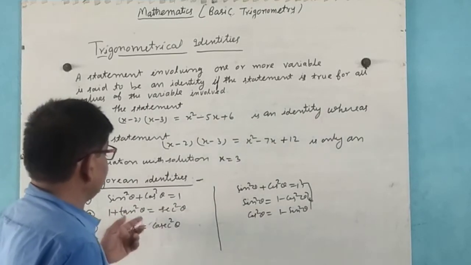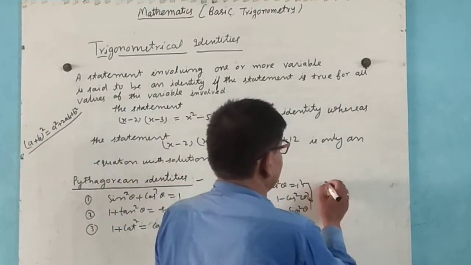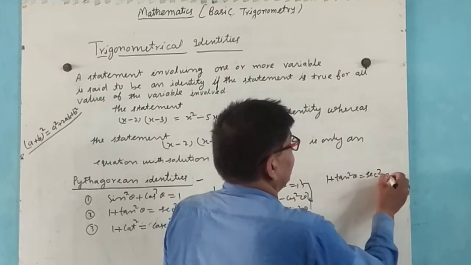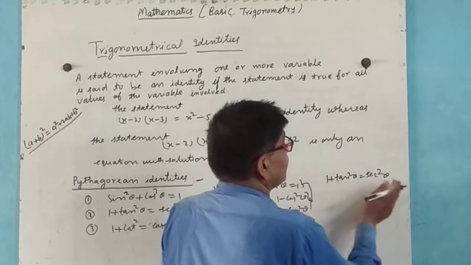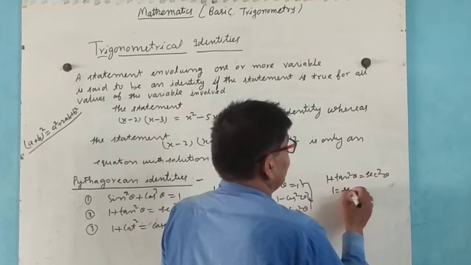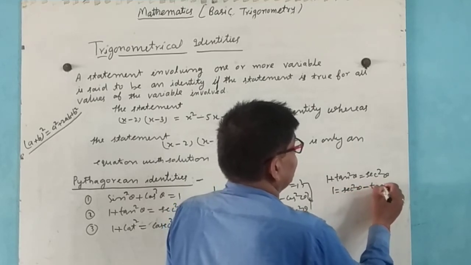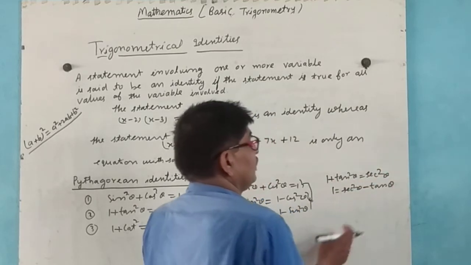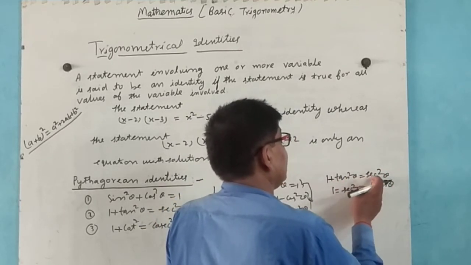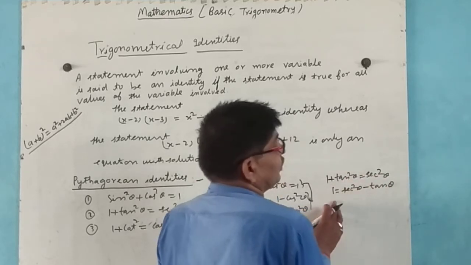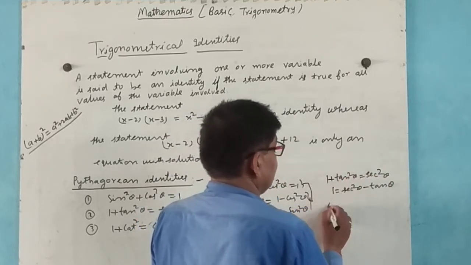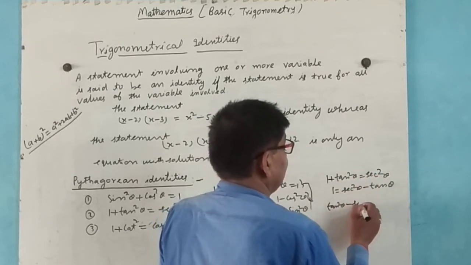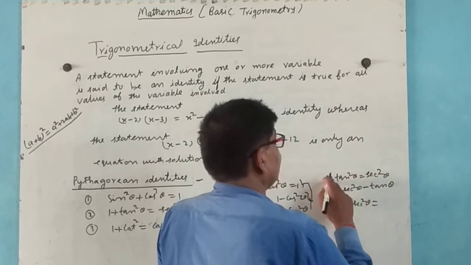Like this, 1 plus tan square theta equal to sec square theta. If this comes here, 1 equal to sec square theta minus tan square theta. If we change it here, sec square theta minus tan square theta equal to 1. If this comes here, tan square theta minus sec square theta equal to minus 1.